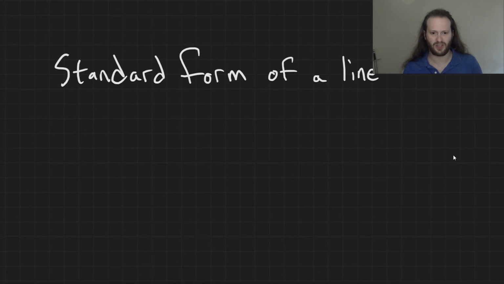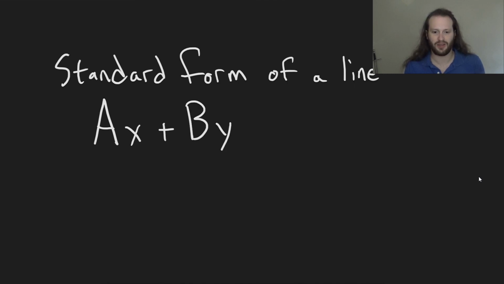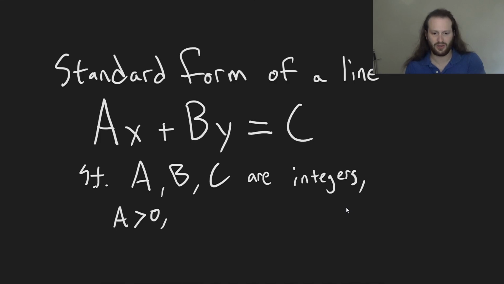So the standard form of a line is going to be ax plus by equals c, such that a, b, c are integers. A is greater than 0, and b is specifically not equal to 0. So we can have positive or negative whole numbers.